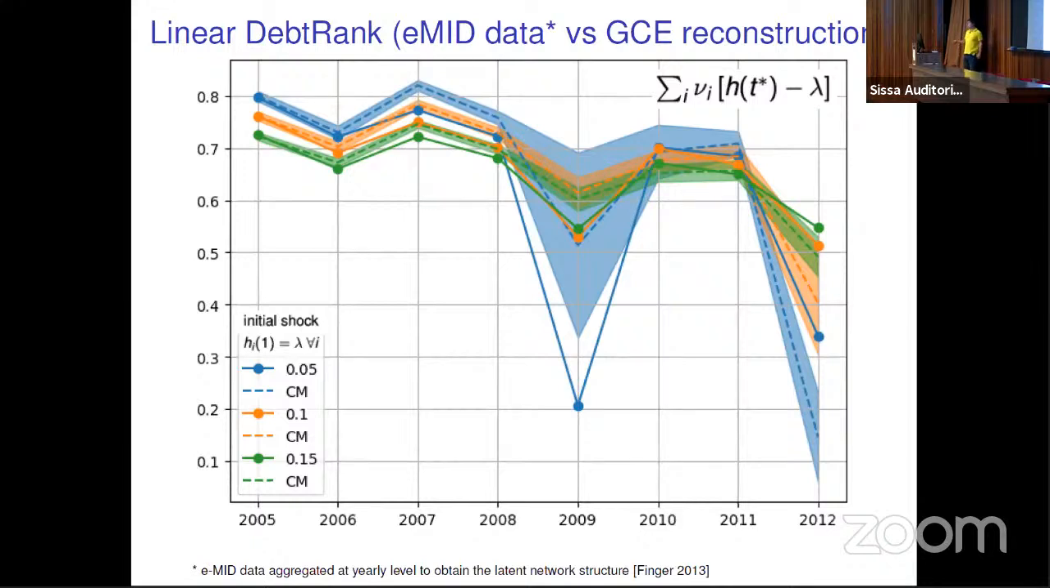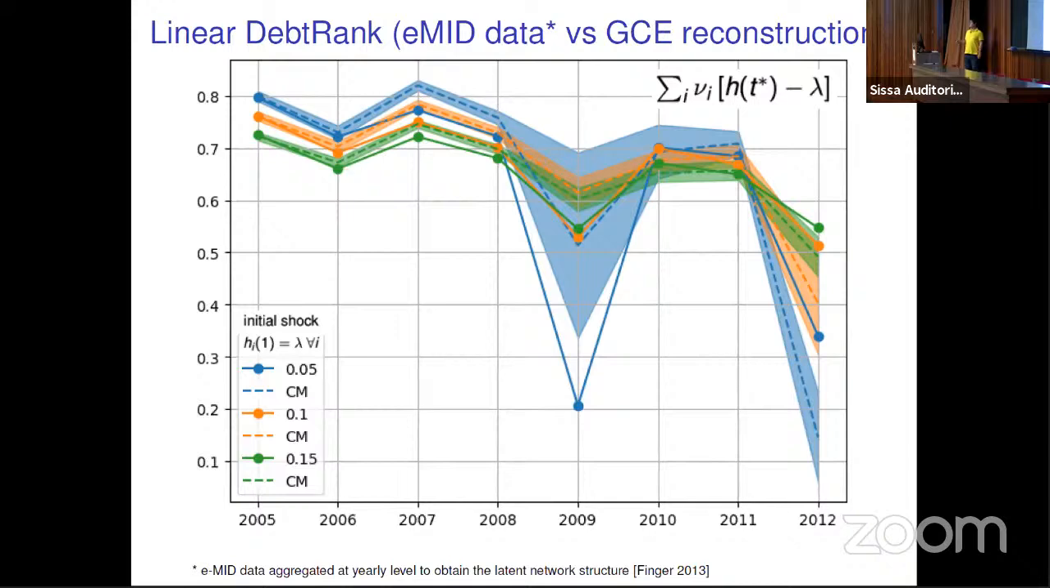This is what we do in this plot. Very briefly, on the vertical axis, you have systemic risk. The horizontal axis has a point for each year. This is a comparison between the full lines, which are the real data, and the shaded region, which is the mean and standard deviation of the ensemble derived from the degree and strength constraints.